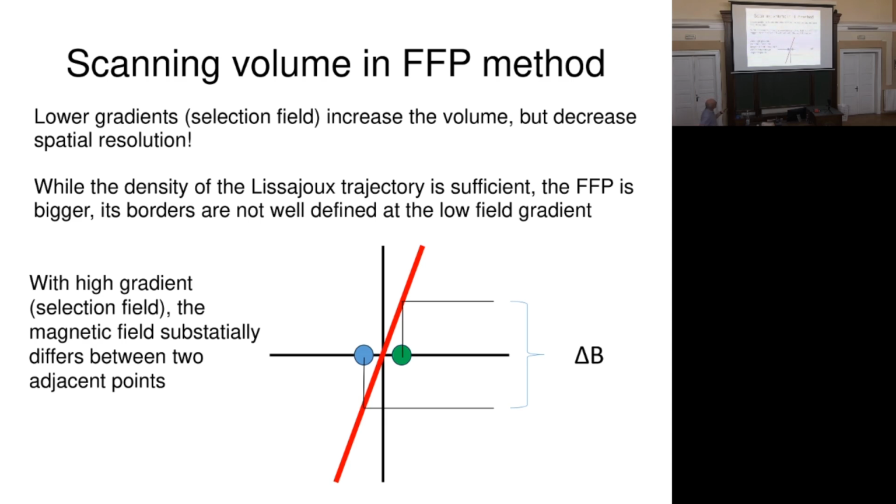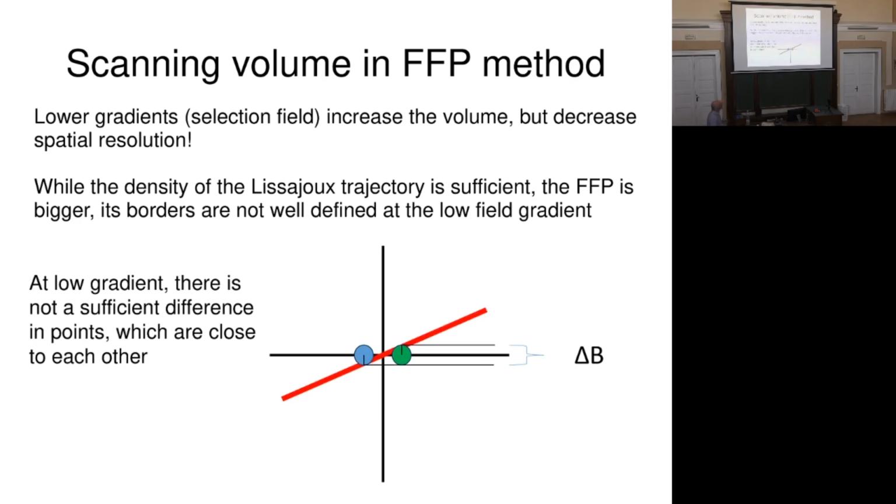then of course the green one feels a much higher field than the blue one. The difference of the field will be very high, so it's easy to distinguish them. However, if I have a low gradient, the difference of the field which these 2 samples feel is much lower, and of course it might happen that we are not able to distinguish them in the space.